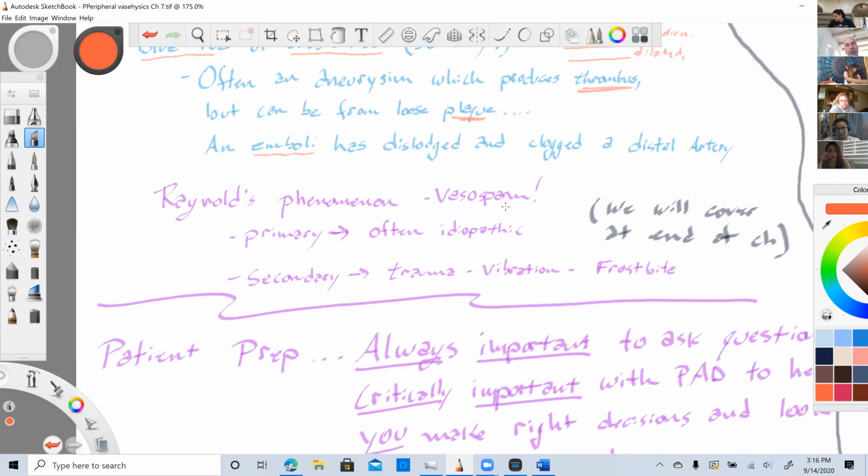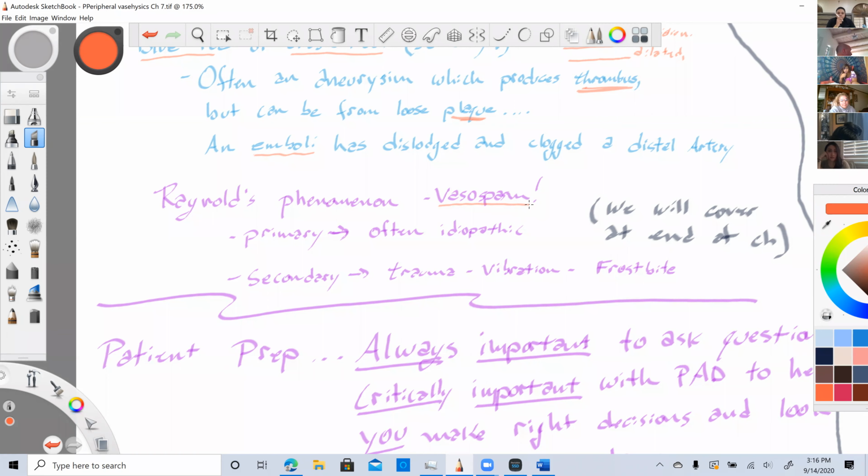Then we have Raynaud's phenomenon, or Raynaud's disease. That is a vasospasm that is way too strong. In other words, vasoconstriction, but like every single artery is vasoconstricted. No blood is actually traveling through the system. And usually Raynaud's is in the fingers, can be in the toes as well.